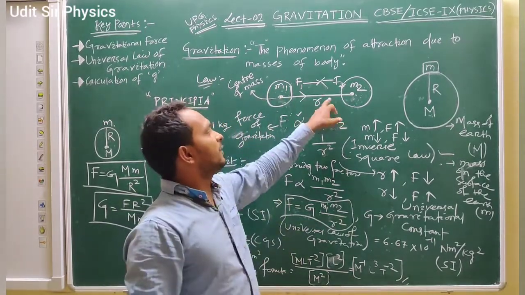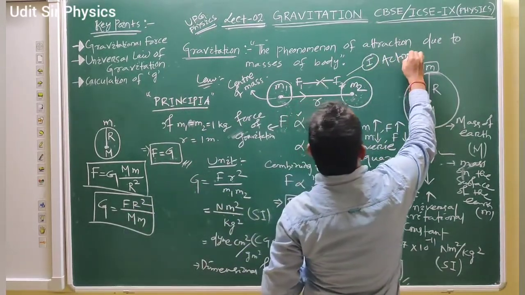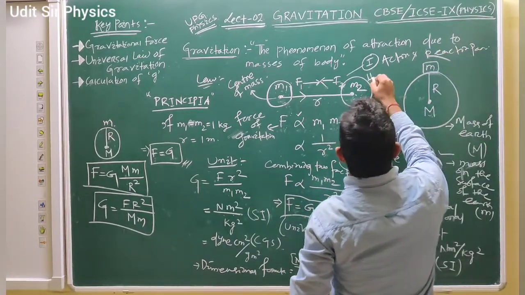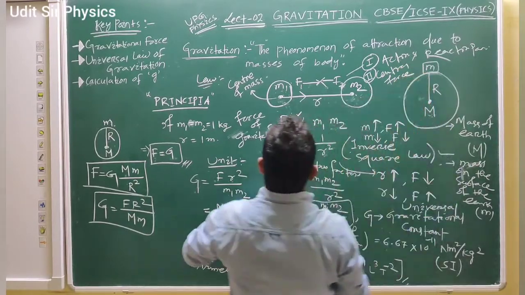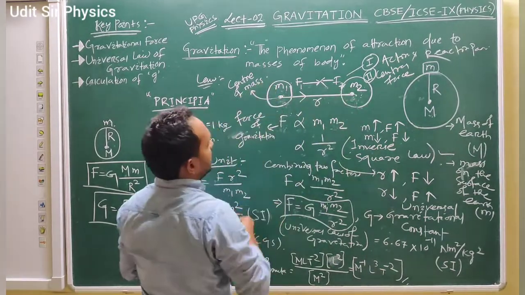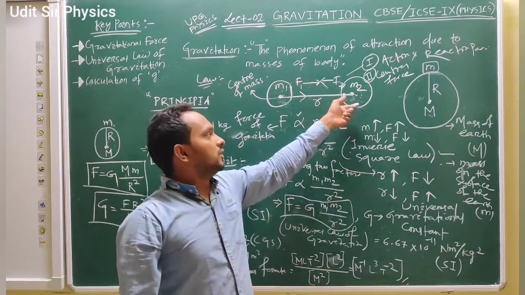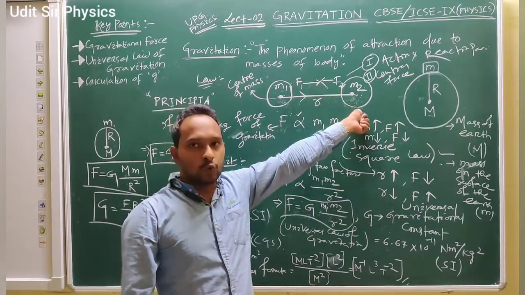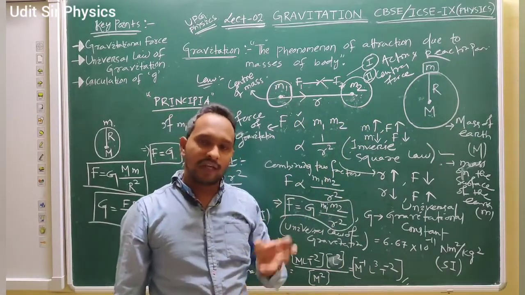Number 2, the gravitational force is a central force. First, action and reaction pair. Number 2, it is a central force. In a central force, the line joining the centers of the two masses is the line along which it acts, that's why it is a central force. It acts on the line joining the centers of the two interacting bodies. So it is a central force.